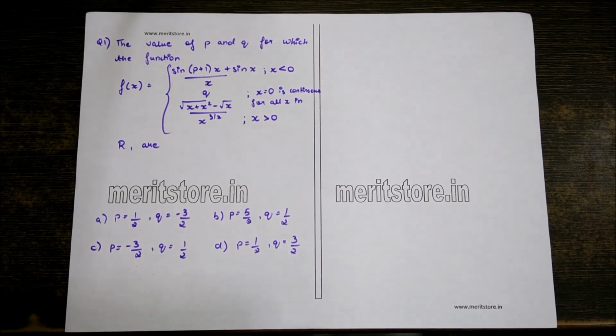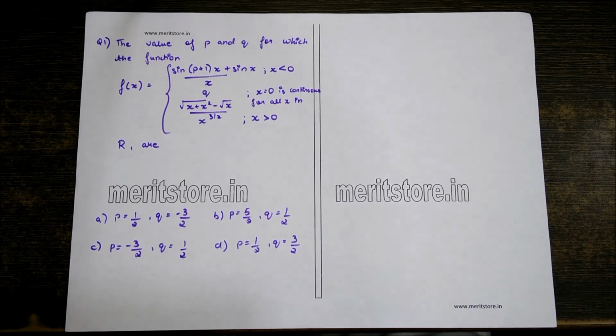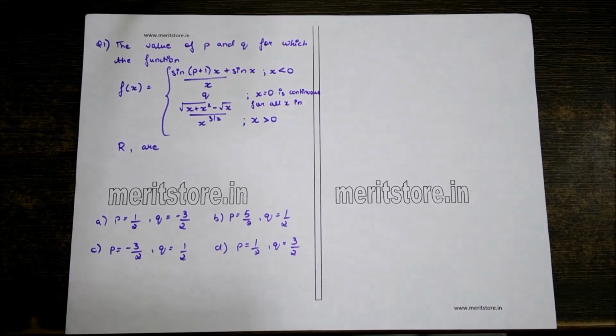Find the value of p and q for which the function f of x equals sine of (p plus 1)x plus sine x upon x, where x is less than 0, and q for x equal to 0, is continuous, and root of (x plus x square) minus root x upon x raised to 3 by 2 for x greater than 0. Options are: a) p 1 by 2, q minus 3 by 2; b) p 5 by 2, q 1 by 2; c) p minus 3 by 2, q 1 by 2; or d) p 1 by 2, q is equal to 3 by 2.